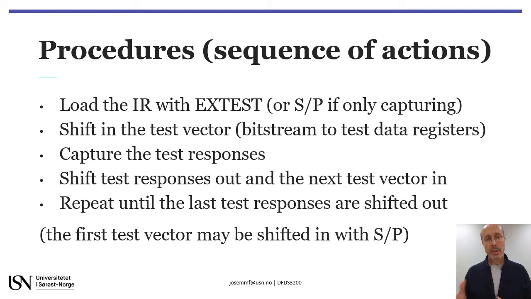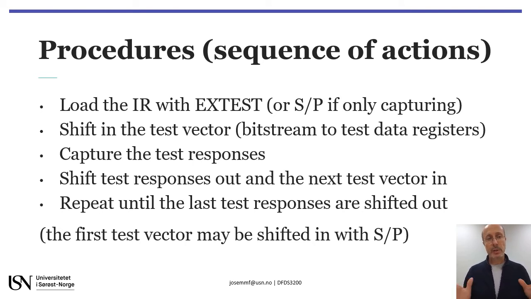Then we must shift in the bit stream that sets up the required fault detection conditions. And after updating the outputs, we will capture the test responses and start to shift them out, while a new test vector will at the same time be shifted in. And we need to repeat this process for all test vectors. So except for the first bit stream, whenever you shift in a new test vector, you will be shifting out the responses to the previous test vector.